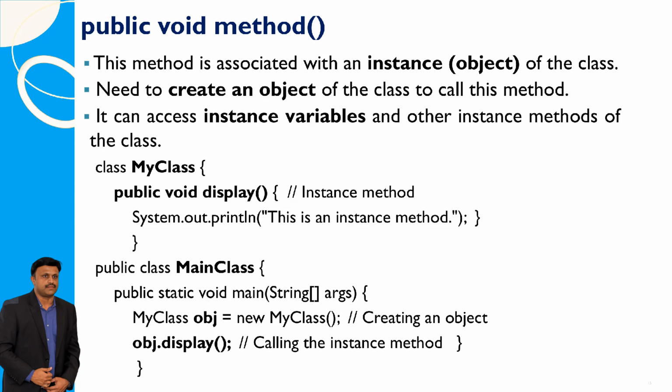An instance method belongs to a specific object of the class and requires creating an object to call it. It can access instance variables and other instance methods of the class. For example, in the MyClass class, the display method is an instance method. In the main class, an object of MyClass is created, and the display method is invoked using this object.